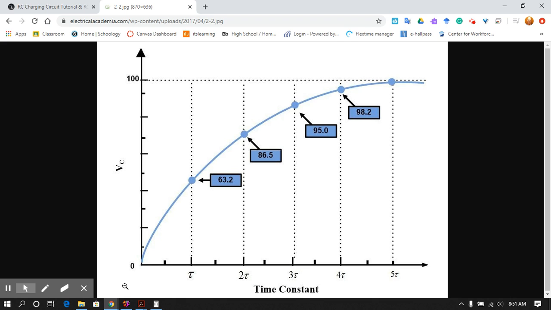Hi guys, today I want to talk to you about time constants. You need to understand time constants as we study capacitors and inductors, and in understanding the various responses that we see. In this case, we're looking at capacitors and the amount of time for a capacitor to reach its full charge.